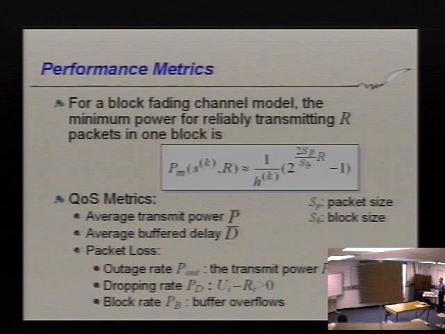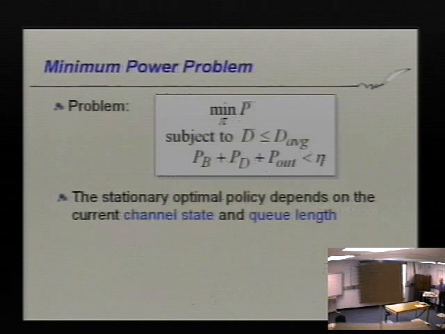The performance metrics include the average transmitted power, average buffer delay, and the packet loss. Packets can get lost in different scenarios. Firstly, if the transmitted power is less than the minimum required power for reliable transmission, the packet will never be correctly decoded, and we do not retransmit it. Those packets are denoted by the outage rate. And remember, some packets are directly chosen to be dropped. Those are characterized by the dropping rate. And for the finite buffer size, if the buffer overflows, some packets will get lost, which is denoted by the block rate. So our problem is to find the optimal transmission policy which minimizes the average transmitted power, subject to the average buffer delay and the packet loss constraints.